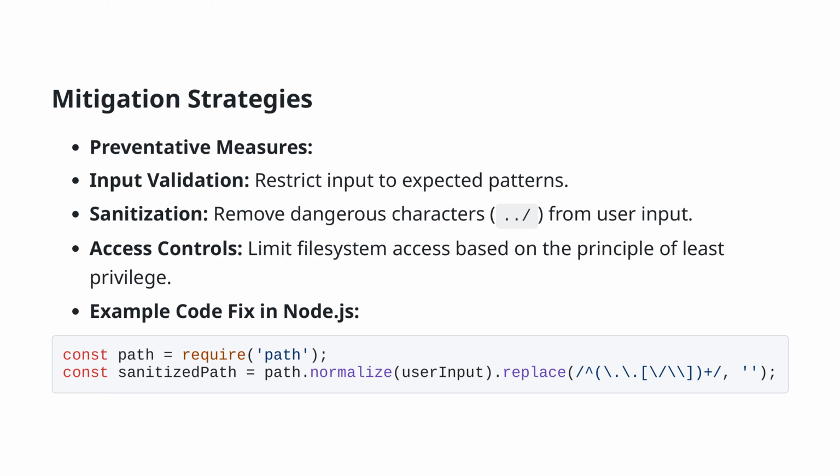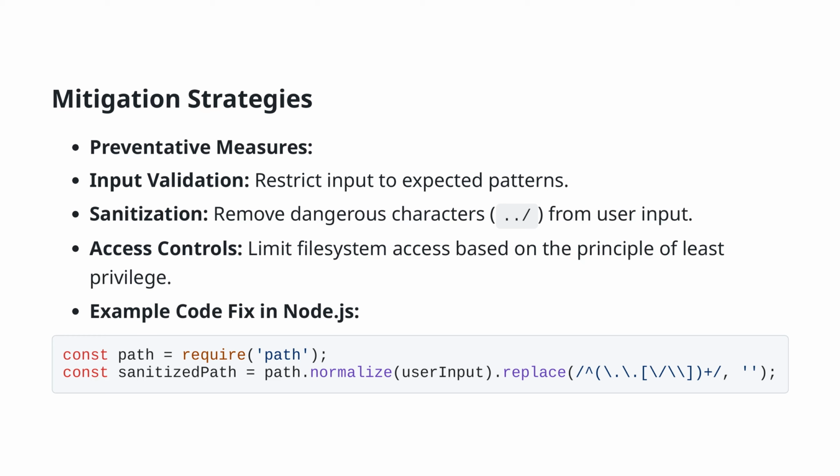Mitigation strategies are crucial when it comes to safeguarding web applications against path traversal vulnerabilities. Here are some preventative measures to implement. Firstly, input validation is essential. By restricting input to expected patterns, you ensure that only permissible data passes through. Second, sanitization helps by removing dangerous characters, such as ../ from user input. This prevents attackers from exploiting traversal sequences.